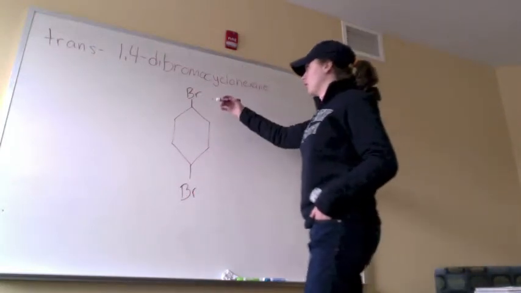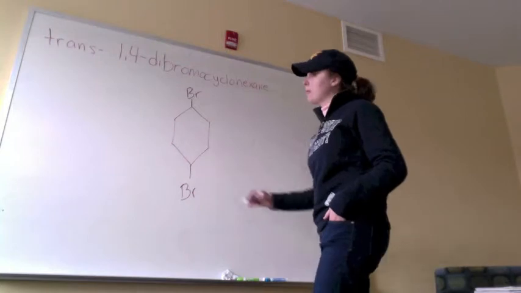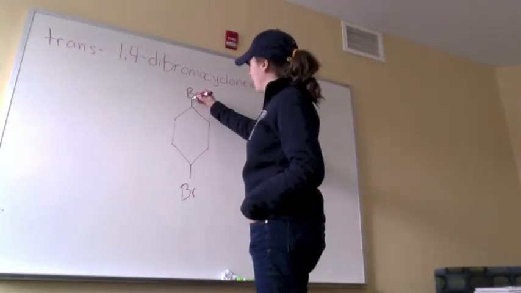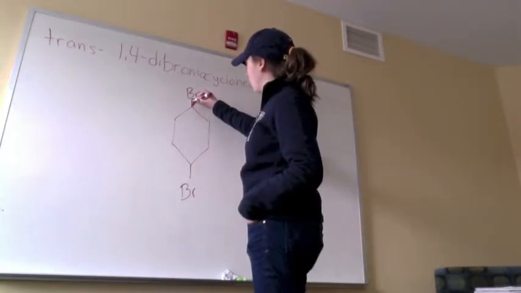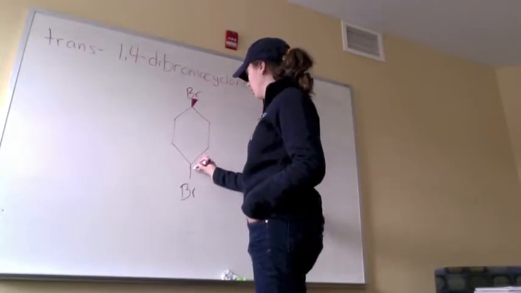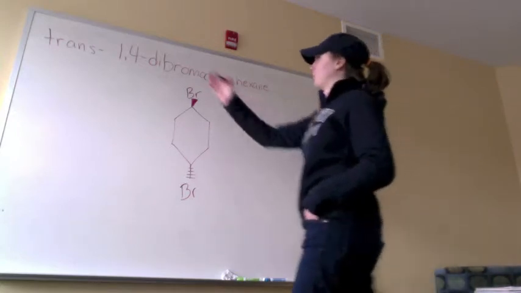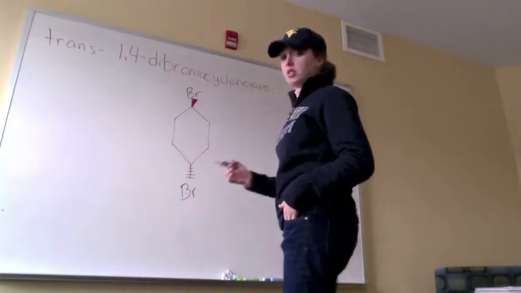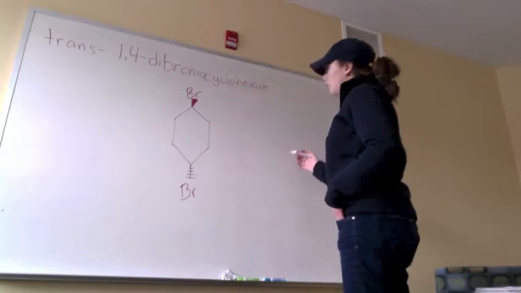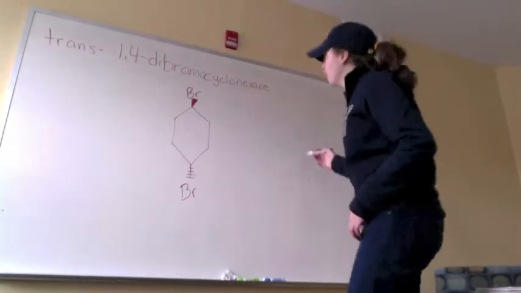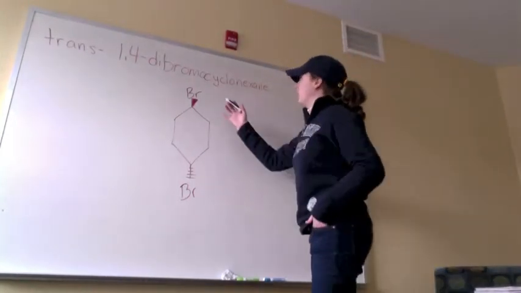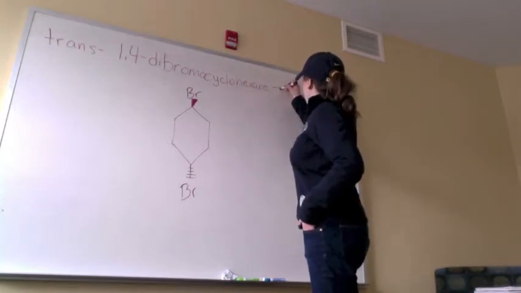Since they're trans, they're on opposite sides of each other. Therefore, one of them is facing towards me, and the other is away from me. Because trans means opposite, so they're heading in opposite directions. When I come over here, I'm looking for the most stable.